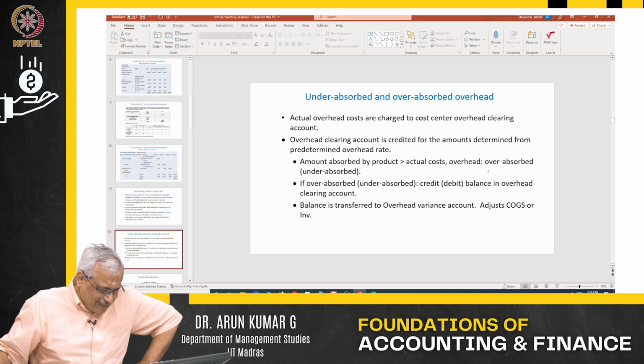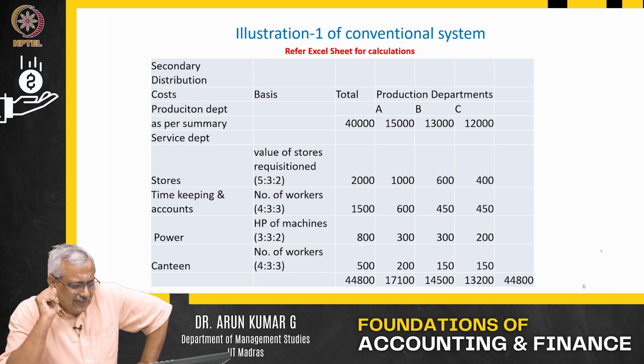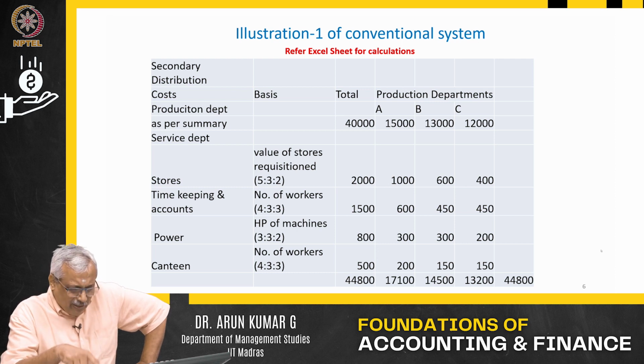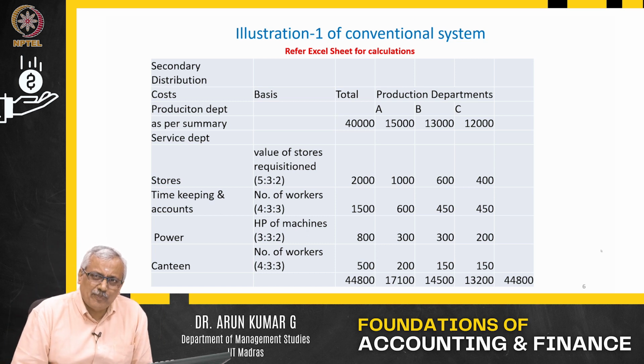For example, let me take this example itself. We talked about the apportionment of the stores overhead on the basis of the value of the stores requisitioned. Now, it may so happen that department A has done only one requisition, while departments B and C have done multiple requisitions, and the cost in the stores is related to the number of requisitions made, but unfortunately I am allocating it on the basis of the value of requisitions. So what is happening? I am over absorbing, overcharging production department A, and undercharging production departments B and C.